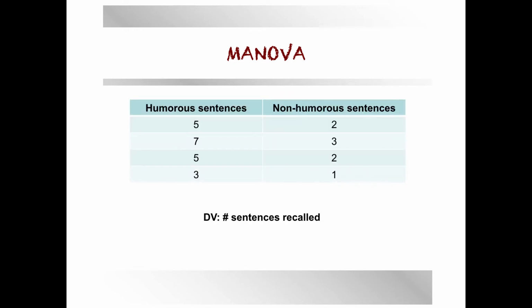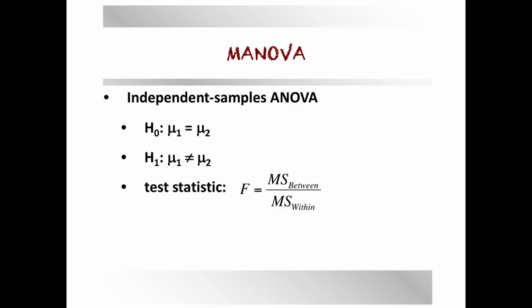So here's your tiny data set as a sample. We have humorous sentences and non-humorous sentences, and one dependent variable, which is number of sentences recalled. The theory might be that humorous sentences might be recalled more or better because of the humor. And so you could do an independent samples ANOVA here. We have not yet added in the second dependent variable.